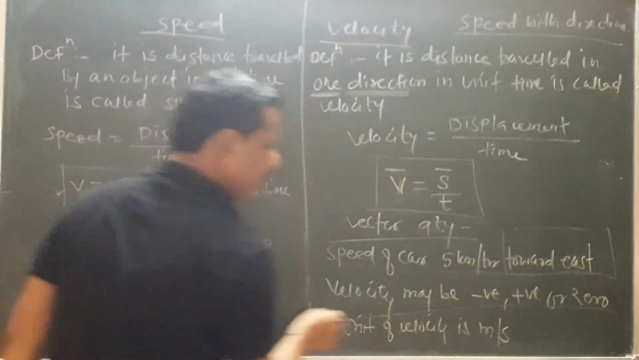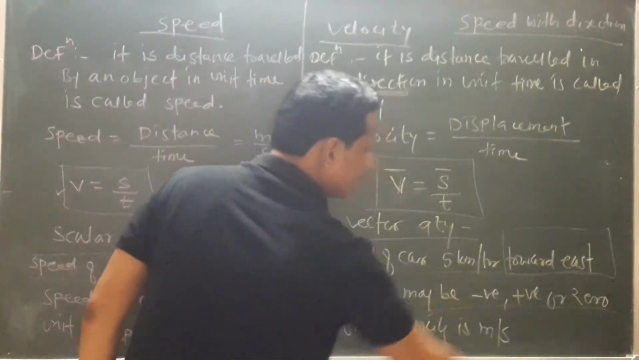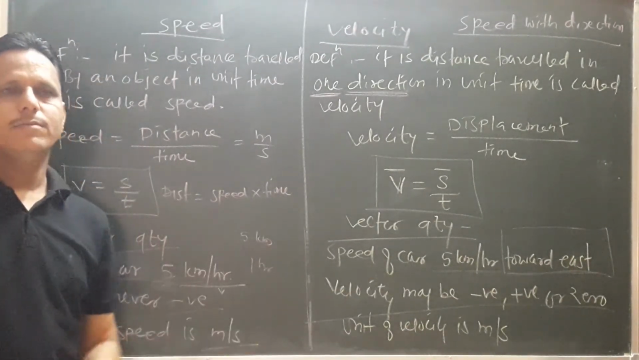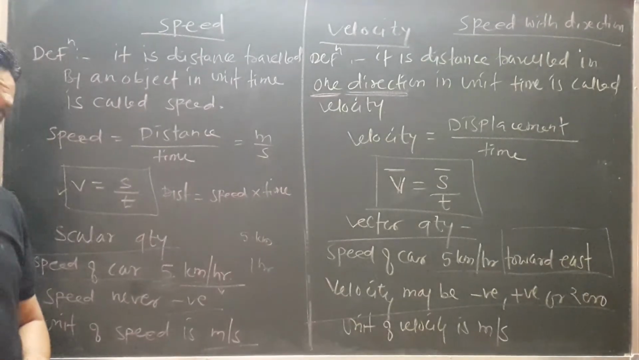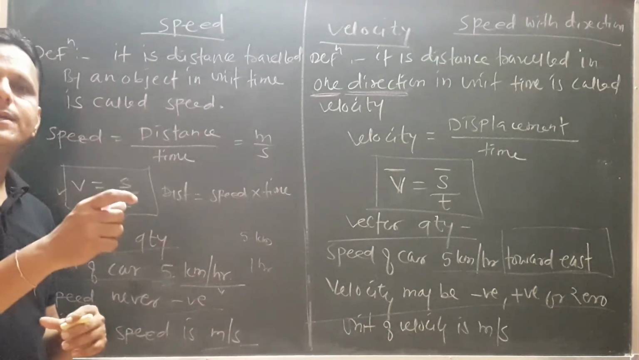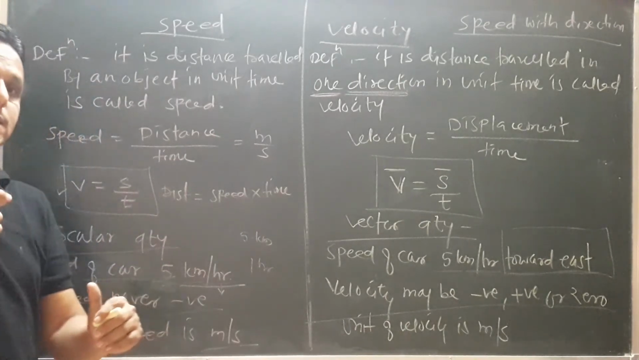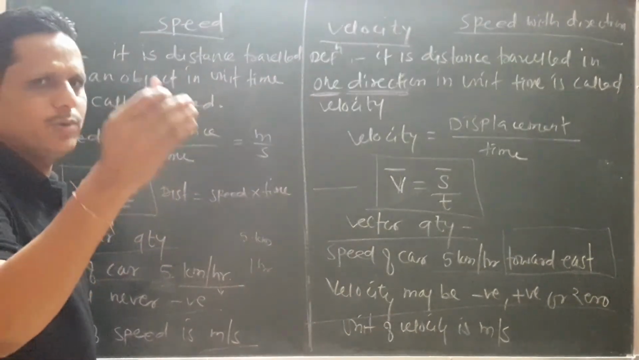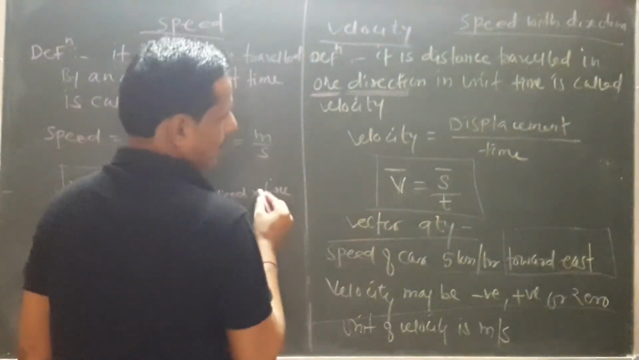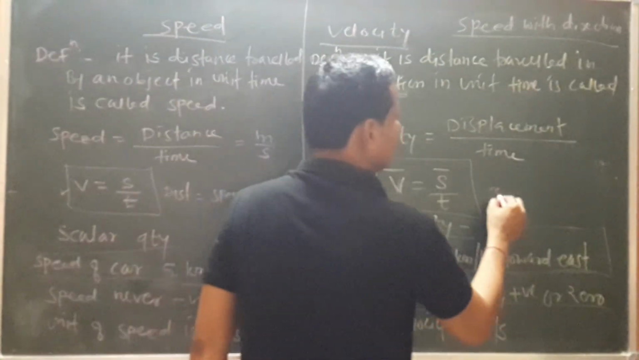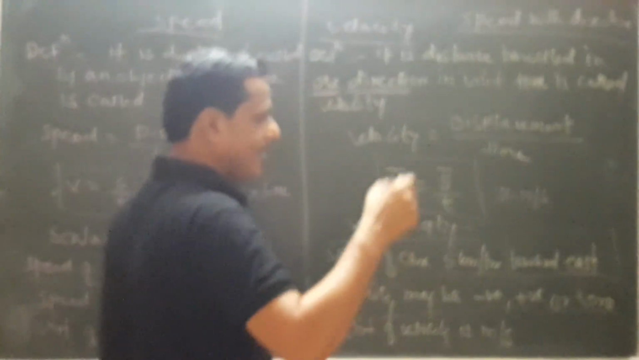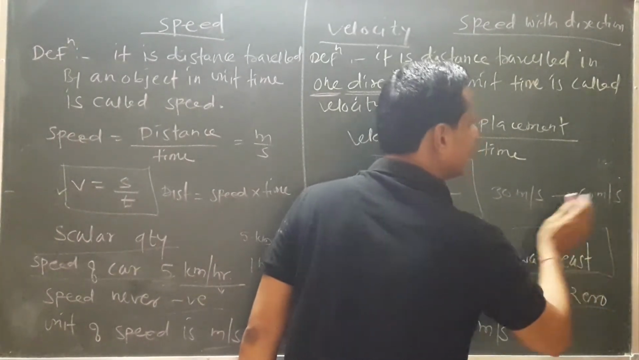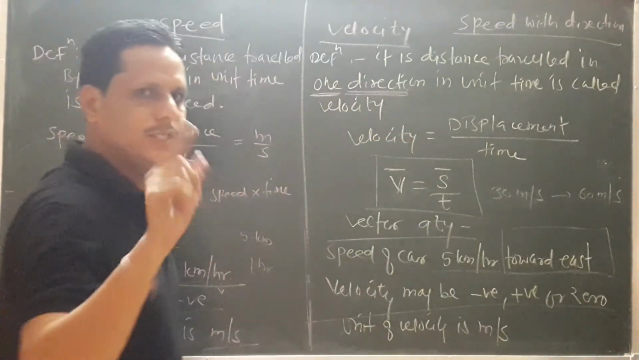Now an important point: velocity may be negative, positive or zero. How can we say that velocity is negative or positive? As we move the car in a particular direction, I am talking about the velocity. Whenever I accelerate the car and increase the speed, my velocity increases in that particular direction. Suppose earlier I was moving a car at 30 meters per second, and suddenly I accelerate and it goes to 60 meters per second. Now my velocity is increasing, so I can say it is positive velocity.